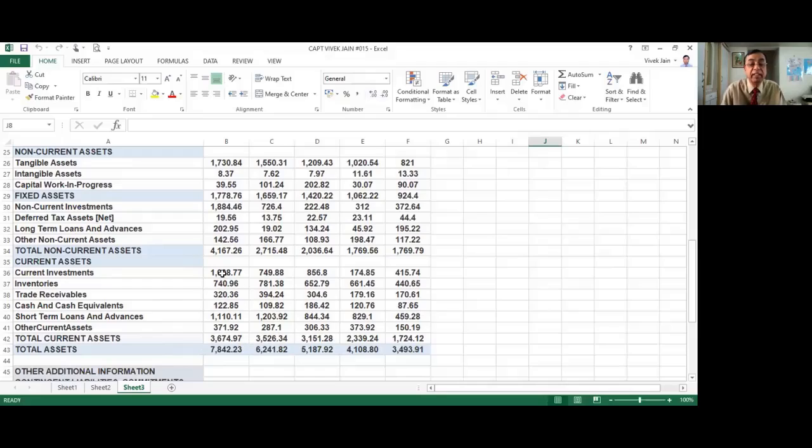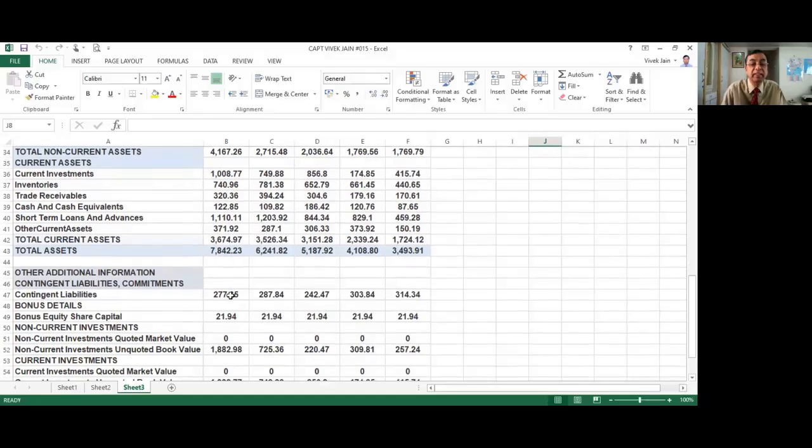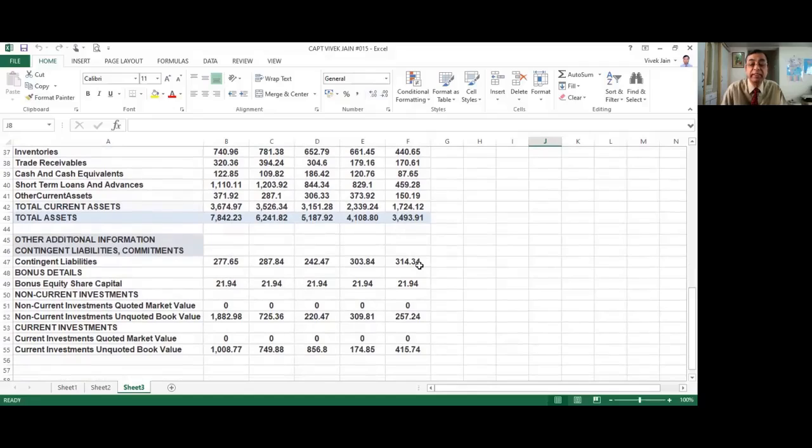In fact, the entire total current assets, I would say, are quite encashable, liquid cash, and for the calculation of quick ratio, normally inventories are removed. Otherwise, inventory for a fast-moving consumer goods company is normally considered to be quite encashable. So total assets are matching 7,842.23. Contingent liabilities are also reasonable, ranging from 300 to 277 crores.